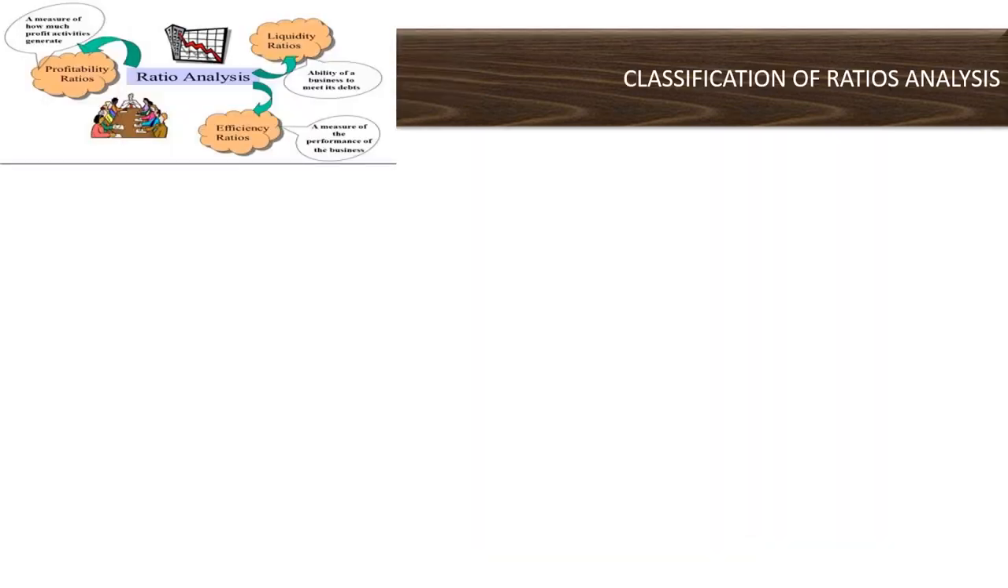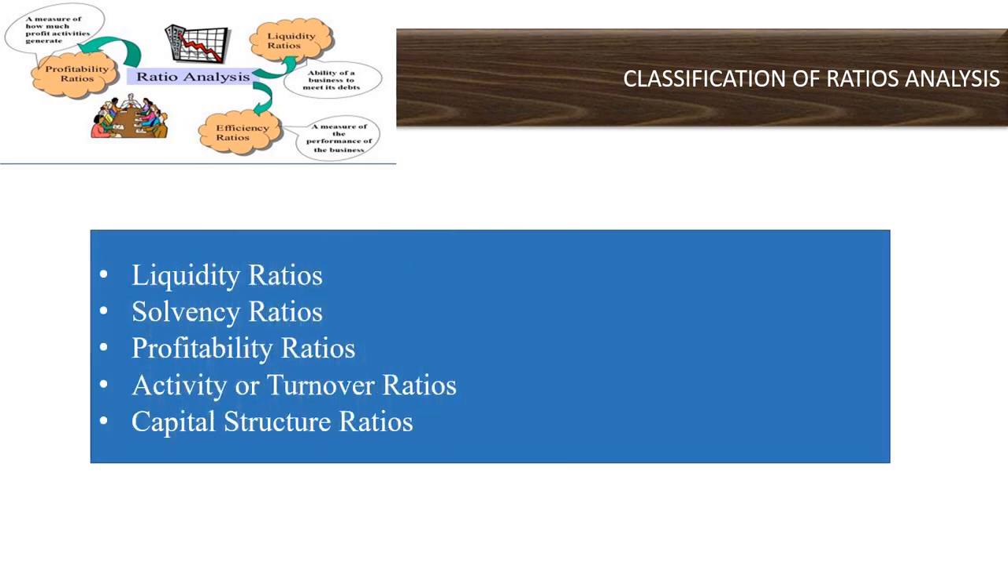Classification of ratio analysis. Ratios are classified into liquidity ratios, solvency ratios, profitability ratios, activity ratios, and capital structure ratios. Let us discuss one by one.